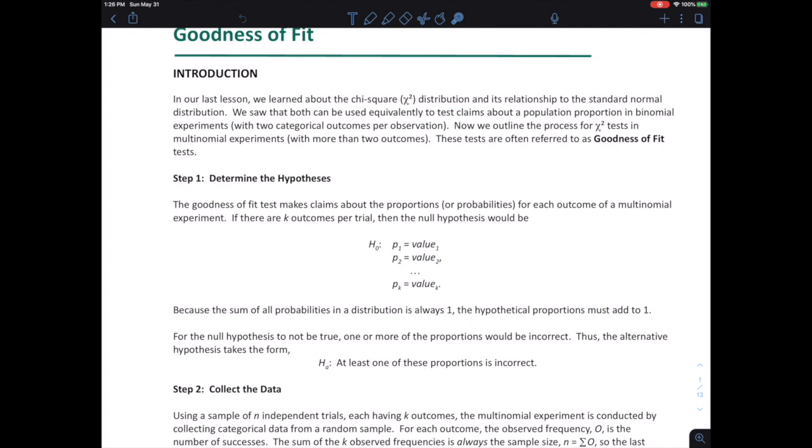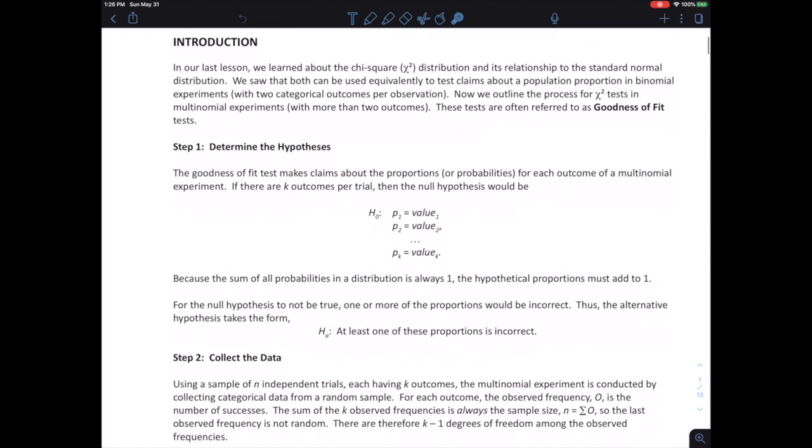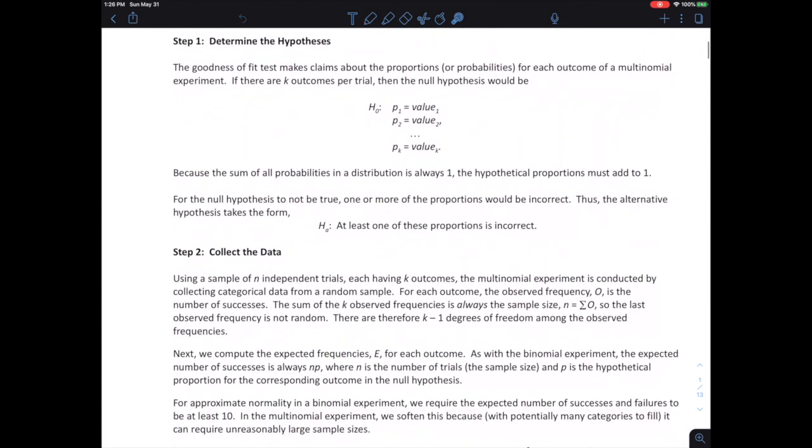Let's begin with that. Step 1, determine the hypotheses. The goodness of fit test makes a claim about the proportions or probabilities for each outcome of a multinomial experiment. If there are k outcomes per trial, then the null hypothesis would be a statement about k proportions. Okay, there are k outcomes, so you need a proportion for each one. Because the sum of all probabilities in a distribution is always 1, the hypothetical proportions must add up to 1.